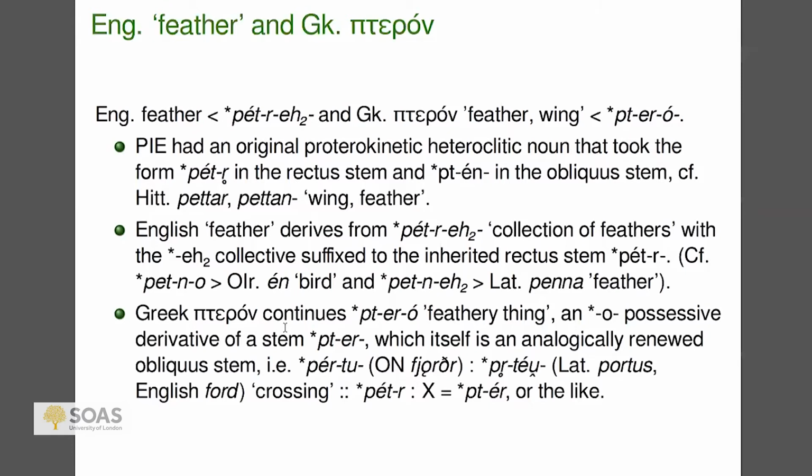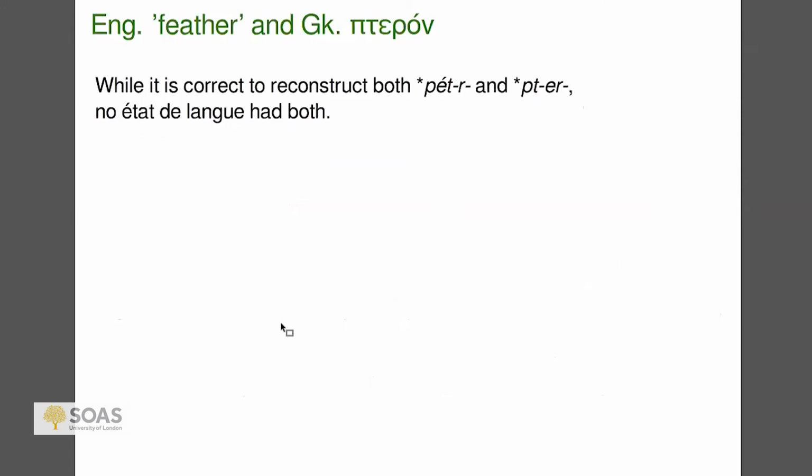And then once you have peter, pter, then you can add the O to it to make an adjective. And then that gets you the form we need in Greek. Thank you for sticking with me through that. While it is correct from a certain perspective to reconstruct both peter and pter in Indo-European, the point is, at no moment did any community of speakers have both of those words for feather or wing. You have to have forgotten what the inherited accusative is to get to the second one.